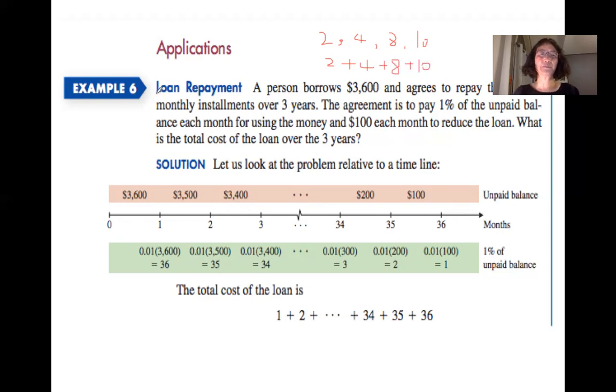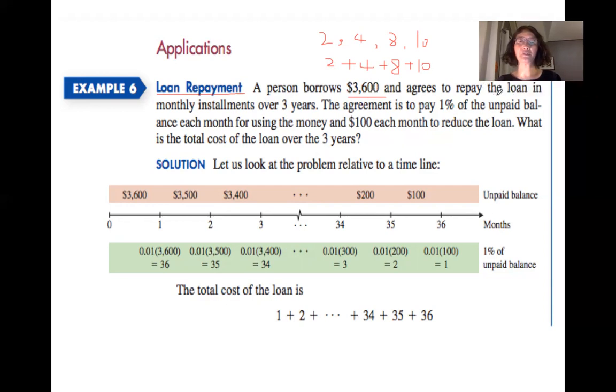Loan payment. A person borrowed 3,600 and agreed to repay the loan in monthly installments over 3 years. The agreement is to pay 1% of the unpaid balance each month for using the money and 100 each month to reduce the loan. What is the total cost of the loan over 3 years?